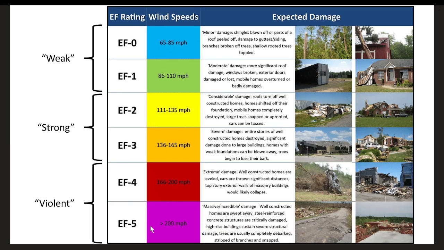So here's the damage scale. An EF0 has minor damage. You can see there's some trees knocked over and stuff. EF1, you get moderate damage, so it's like flipping the mobile home over. You can lose some of your roofing.